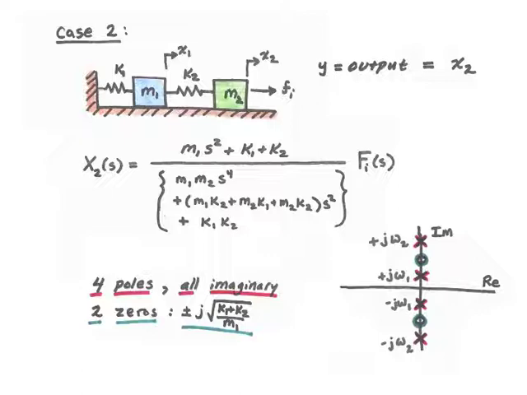The oscillatory vibration mode for plus and minus j omega 1 would consist of characteristic modes e to the plus j omega 1 t and e to the minus j omega 1 t. In a similar fashion, for the poles at plus and minus j omega 2, we have characteristic modes e to the plus j omega 2 t and e to the minus j omega 2 t.